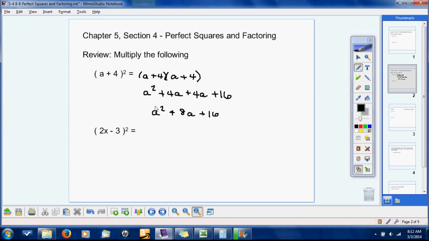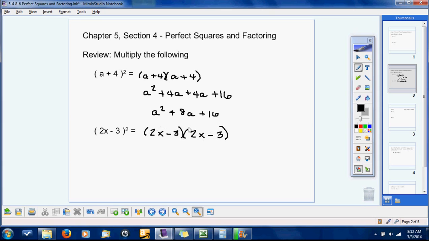Okay. Notice that the middle term is 2 times what happens when you multiply the first and the last. That'll be important in a minute. I wanted to point that out so you notice it. Once again, this one is 2x minus 3 squared. So it's 2x minus 3 times 2x minus 3.